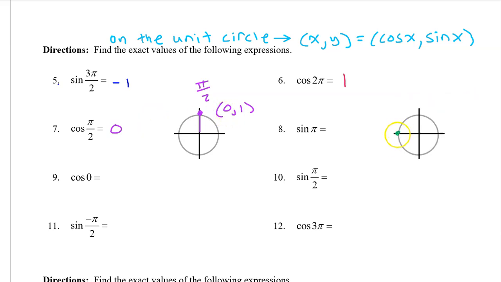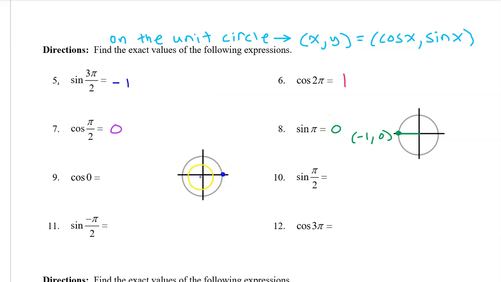Number 8. We know that pi is right here. The coordinates at this point are negative 1, comma 0. On the unit circle, sine is the y value, and the y value is 0. So the sine of pi is 0. Number 9. 0 is right here. The coordinates are 1, comma 0. Cosine is the x value on the unit circle, and the x value is 1. So the cosine of 0 is 1.